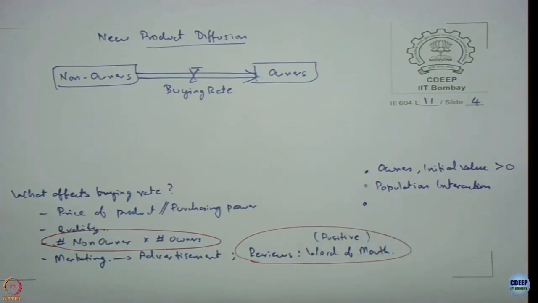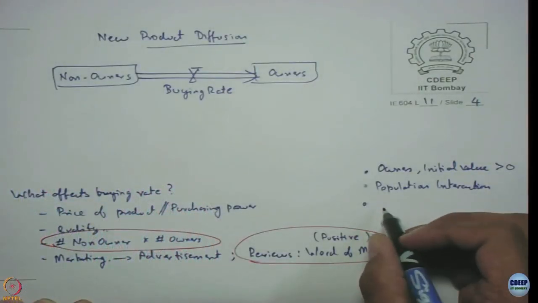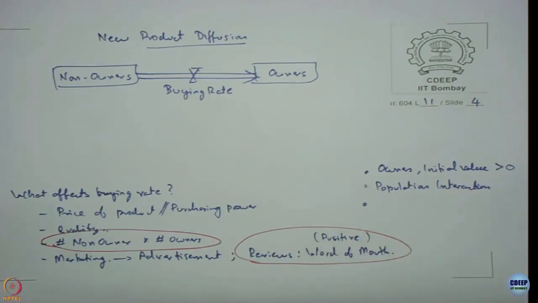Imagine yourself as a non-owner. You are going to be interacting with many people, right. Among the many people you interact with, there has to be some chance that you are going to be interacting with the people who own the product. If you only talk to friends who do not have the product, then you do not get the information. So imagine you are a non-owner interacting with say 10 people per day, and the population is homogeneous, so it can be any 10 people. In this population interaction, you may be tempted to buy or may become aware of the product if you by chance meet a person who owns the product.